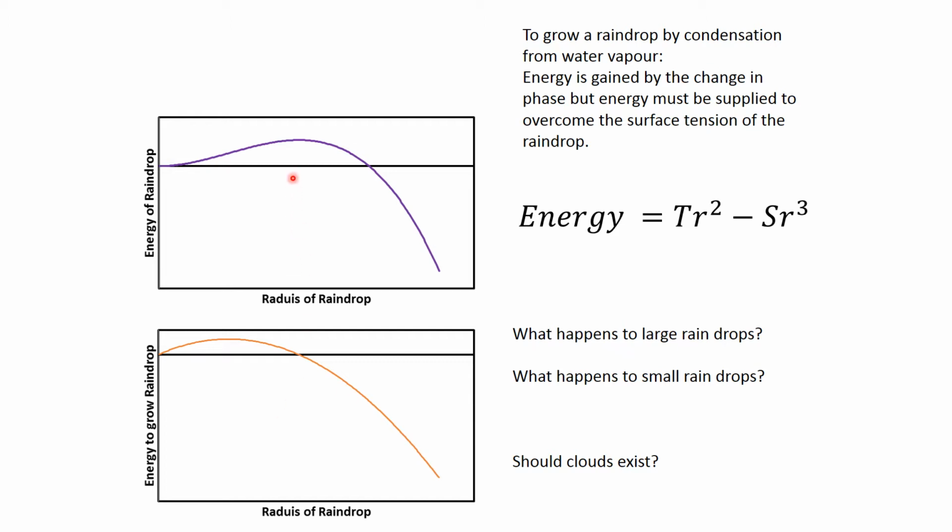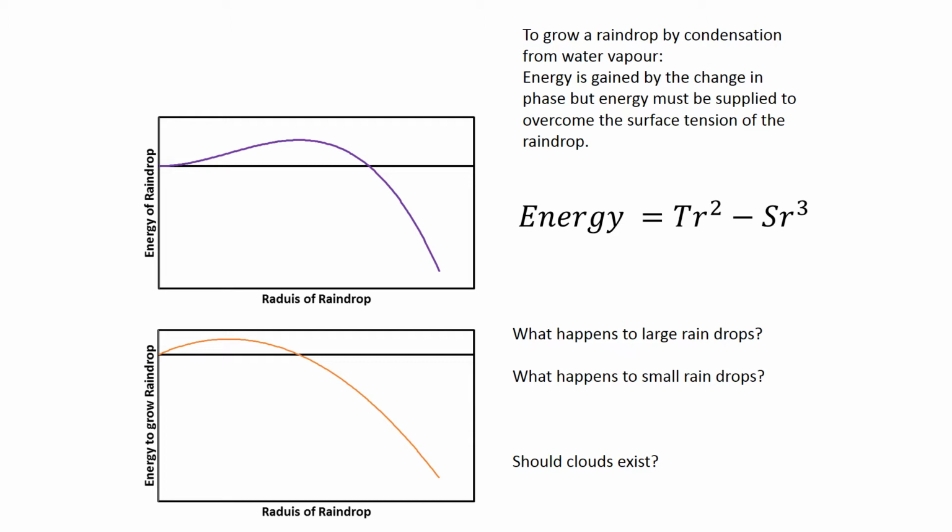So going from this graph here to this graph at the bottom, that's basically calculus, going from the shape of a graph to the slope of the shape of a graph. And we'll come on to that at the end of the course. But this basically means that if raindrops are very small, you can't grow them. They will want to be small. Whereas if raindrops are very big, they will spontaneously get bigger and bigger and bigger.